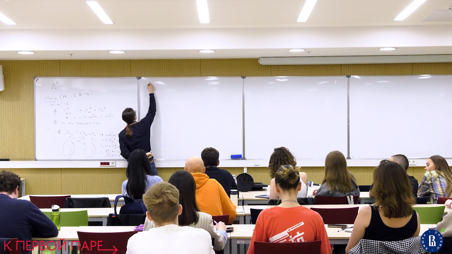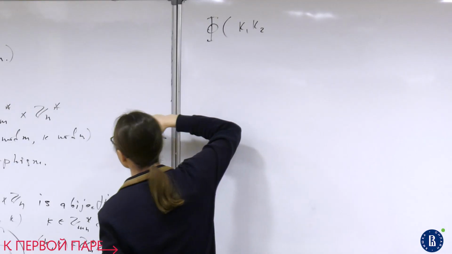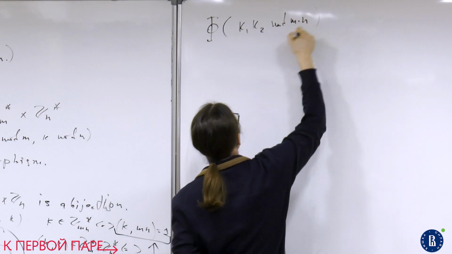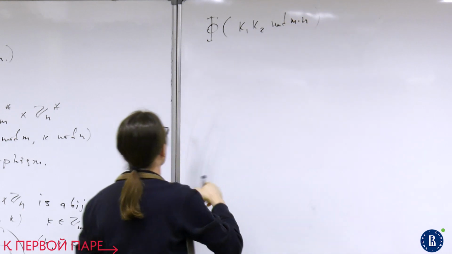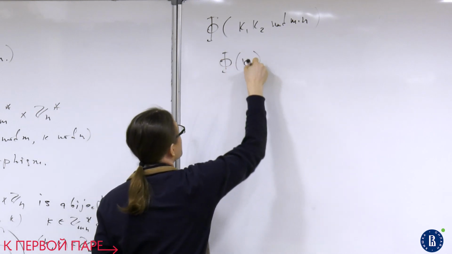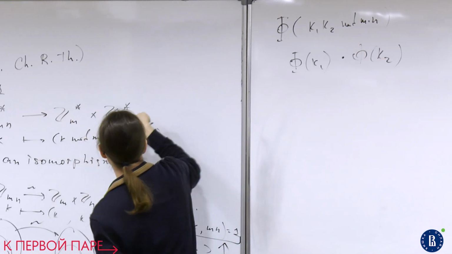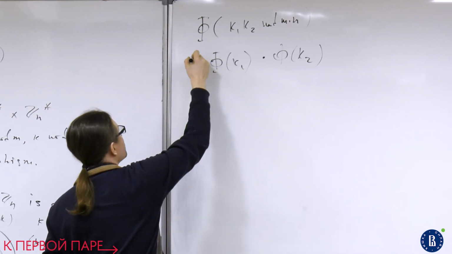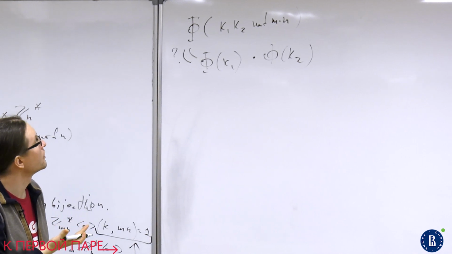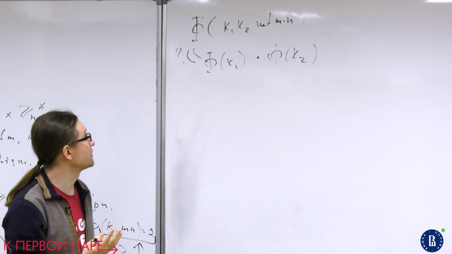So, what we need to show is that if we are given two elements k1 and k2, we can first take the product modulo m times n and then apply capital phi, or we could apply capital phi to each element and then use the operation on the right-hand side. And now we want to prove that these two are the same. So this is just by definition means that we have a homomorphism. Now, let's compute by definition what's given here.